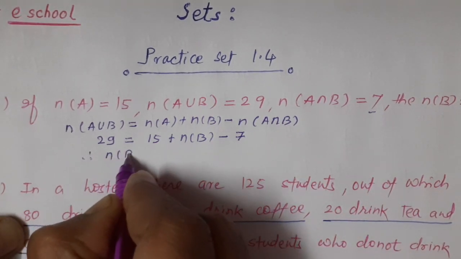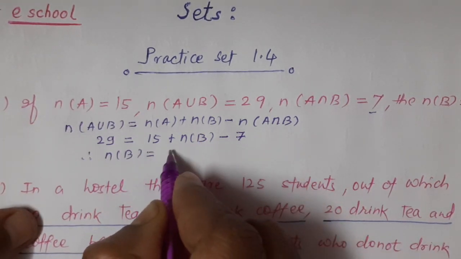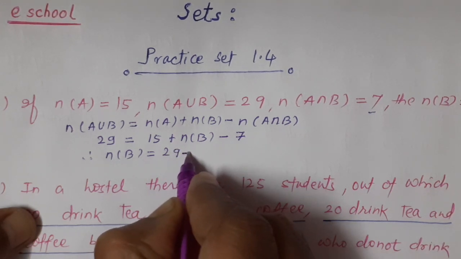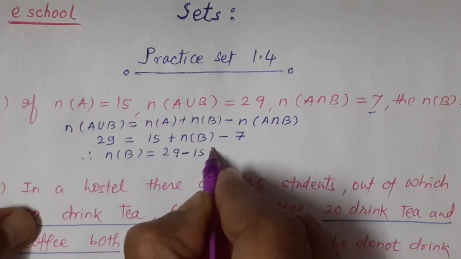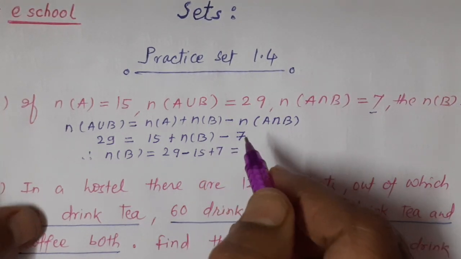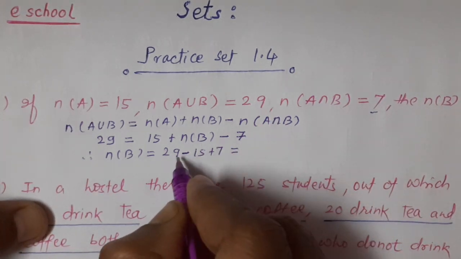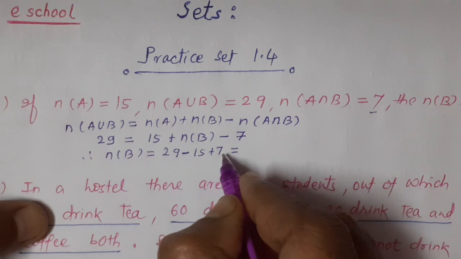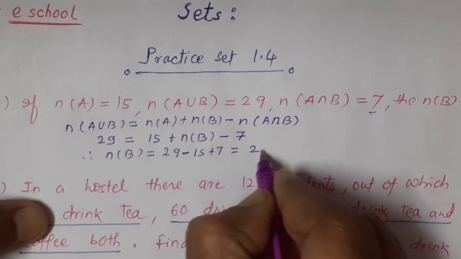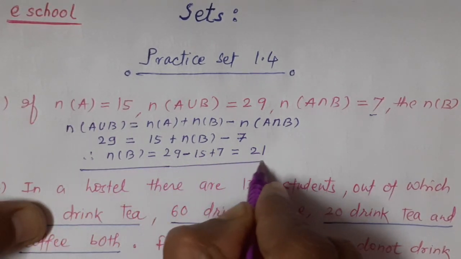So n of B is equal to, we can calculate it as 29 minus 15 plus 7. That comes out to be, 29 plus 7 is 36, 36 minus 15 is 21. So n of B is equal to 21.